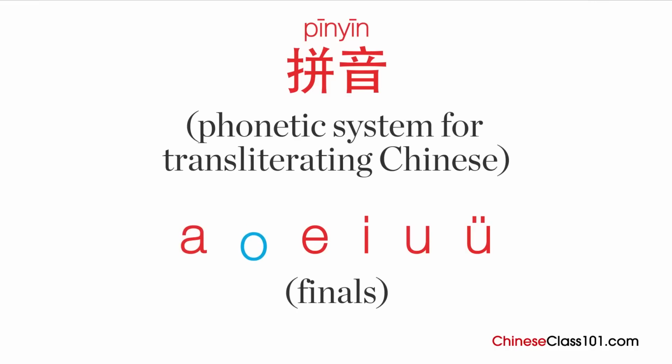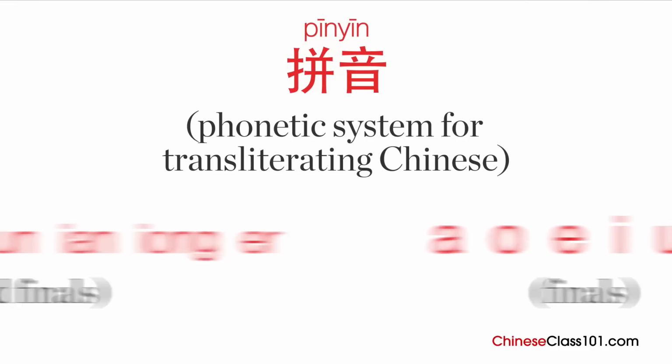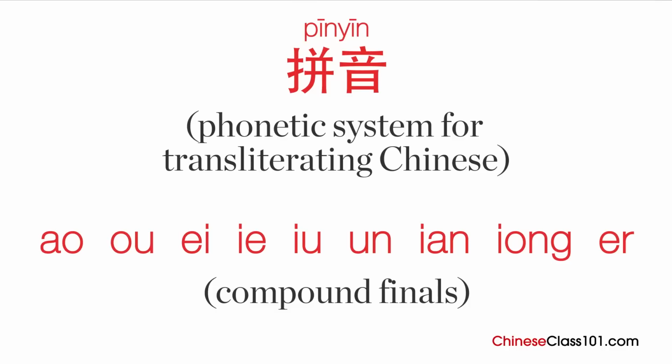The question for this lesson is, how do I pronounce yu, yue? In Pinyin, there are 6 single vowels called finals. A, O, E, I, U, Yu. There are also numerous compound finals. These are made by combining 2 or 3 of the single vowels, or by adding an n or ng at the end of vowels. Here are some examples. Ao, ou, ai, ye, yu, wen, yan, yong, and so on.